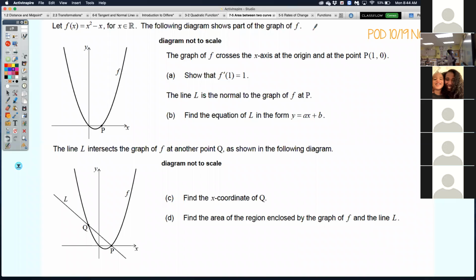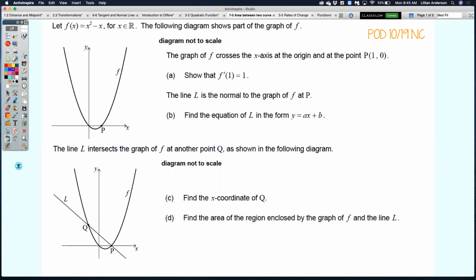So we're going to let f of x equal x squared minus x, for x an element of all real numbers. The following diagram shows part of the graph of f. As you can see, we see part of the graph of f. The diagram's not drawn to scale, so you can't base it off of exactly what it looks like. You've got to base it off of what you can prove.